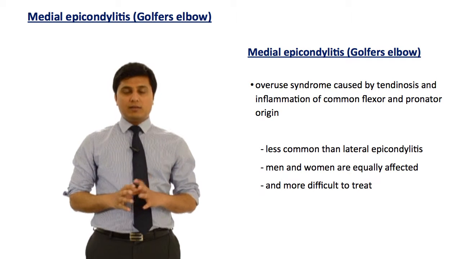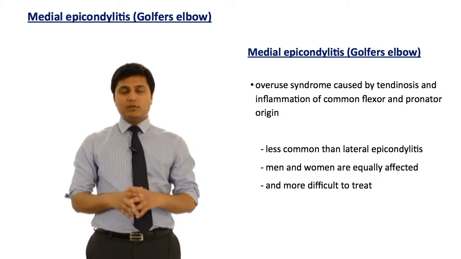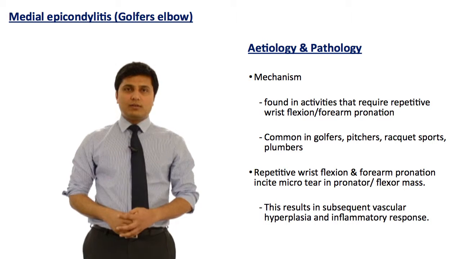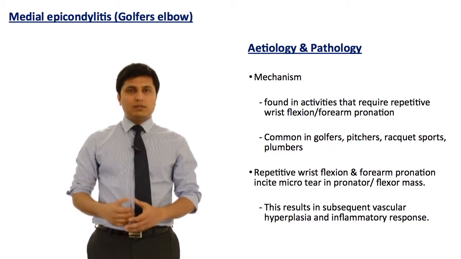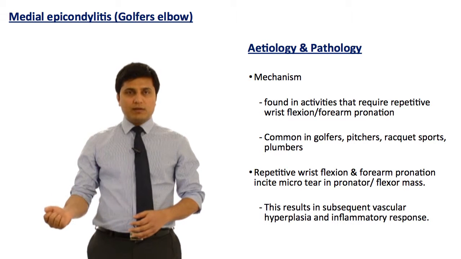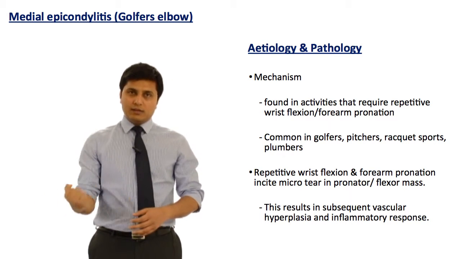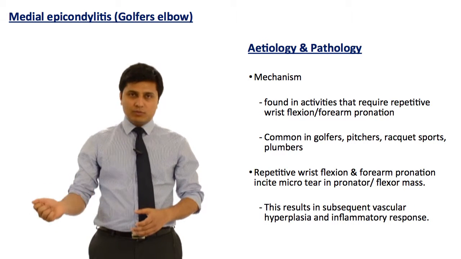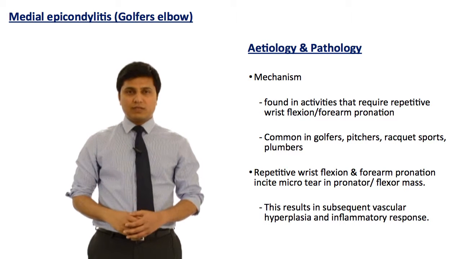Both men and women are equally affected. What is the etiology and pathology of golfer's elbow? This is common in people who require repeated pronation and flexion movement of the wrist and the elbow. For example, golfers or people who play racket sports, plumbers, etc. are prone to this condition.